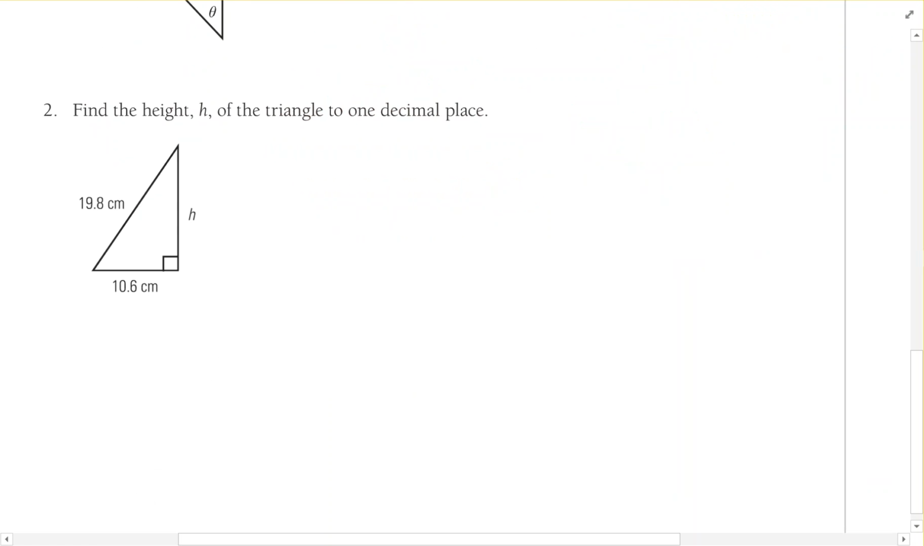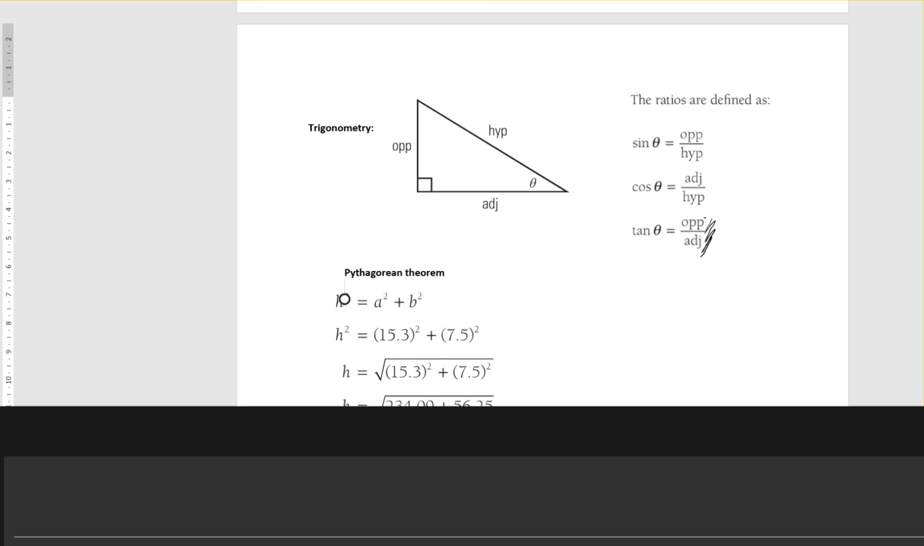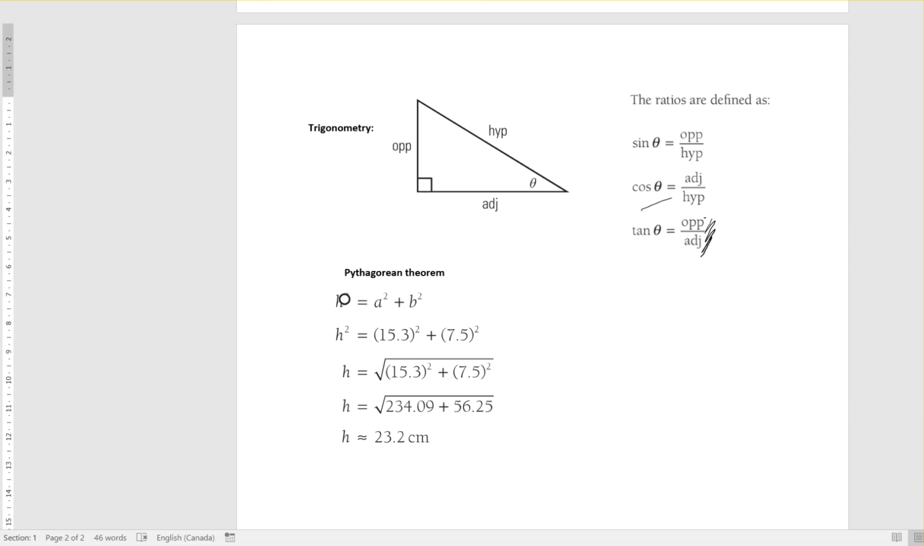Okay, number 2. Find the height of the triangle to 1 decimal place. One little clue we can use for this is that there is no angle that they're even mentioning here, like there was in the last one. We've just got 2 sides and we need to find the other. So this isn't anything to do with our trig ratios. It's going to be the Pythagorean theorem.